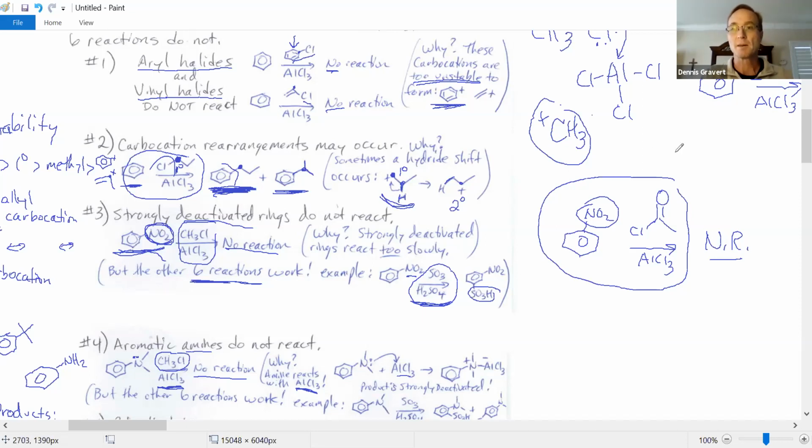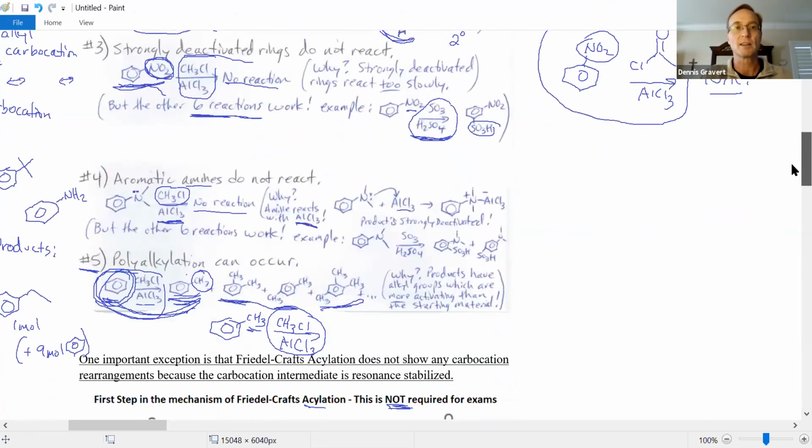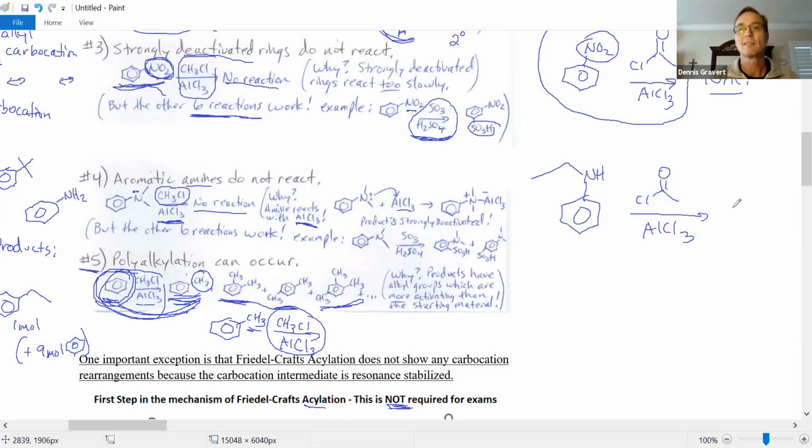Okay, fourth limitation. Yeah, if you have an aromatic amine, so we had NH, and there's an ethyl group here. That's an amine on benzene, and I try to do the acylation reaction with aluminum chloride, it's no reaction again. So this one makes sense for Friedel-Crafts acylation. Yep, it's an amine, try to acylate it, no reaction again.